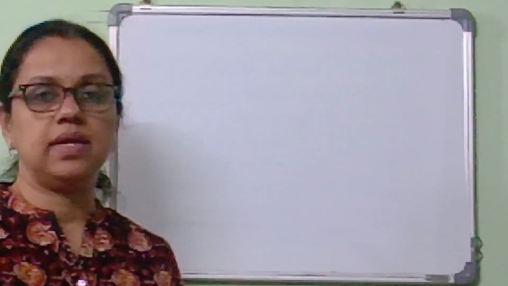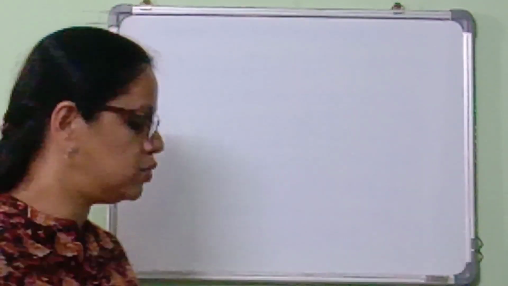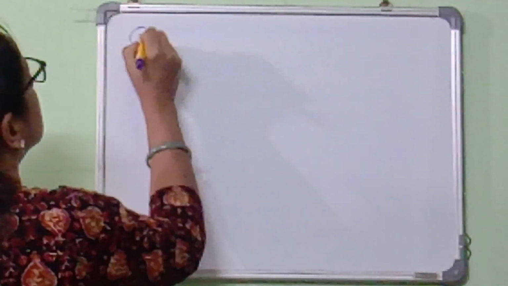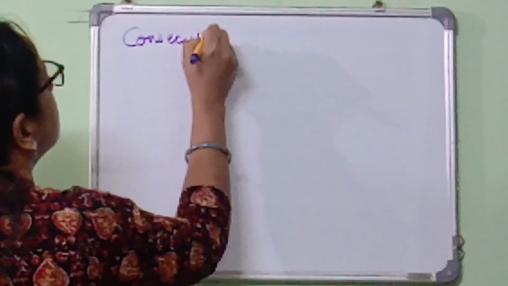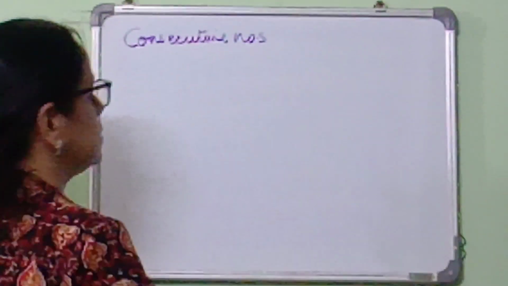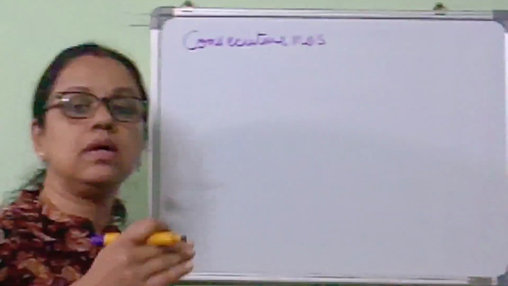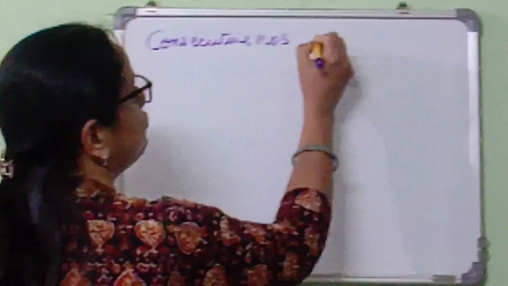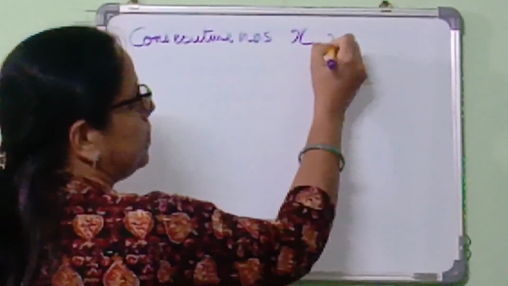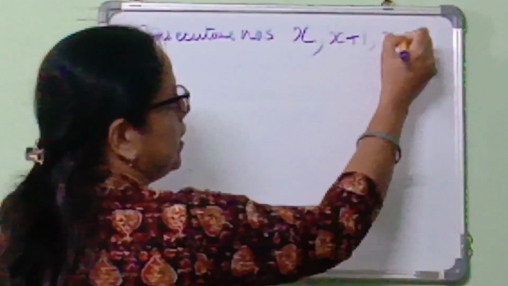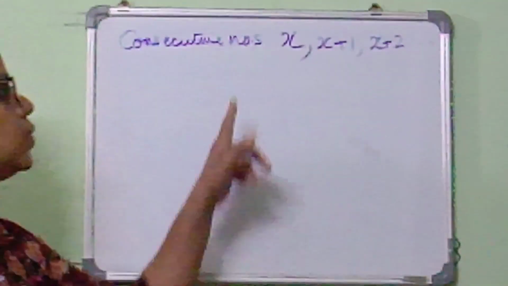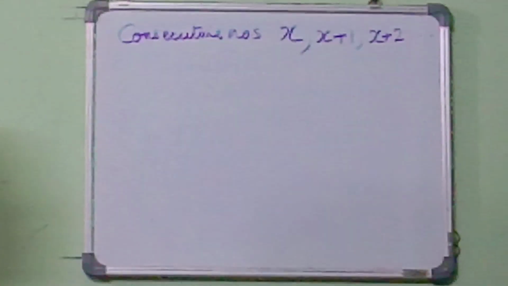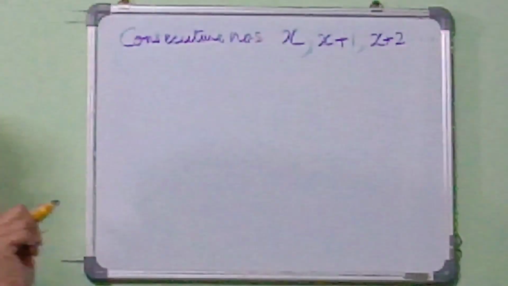Now I am going to explain some types of questions in which students usually face problems. Of that, the first one is consecutive numbers. What do you mean by consecutive numbers? The numbers coming continuously. So for questions related to consecutive numbers, let us take the first number as x. Then the next number will be x plus 1, and the next will be x plus 2, and so on. This is what consecutive numbers are. First number x, then x plus 1, then x plus 2. That means the consecutive numbers differ by 1.